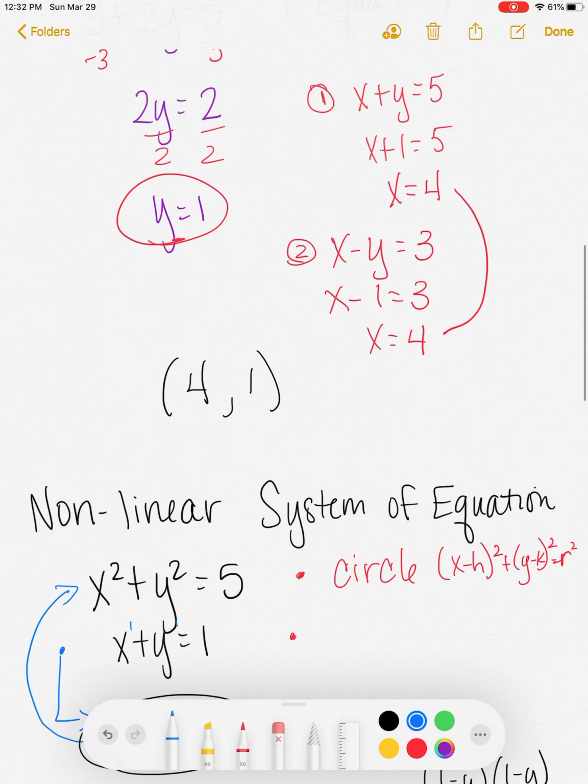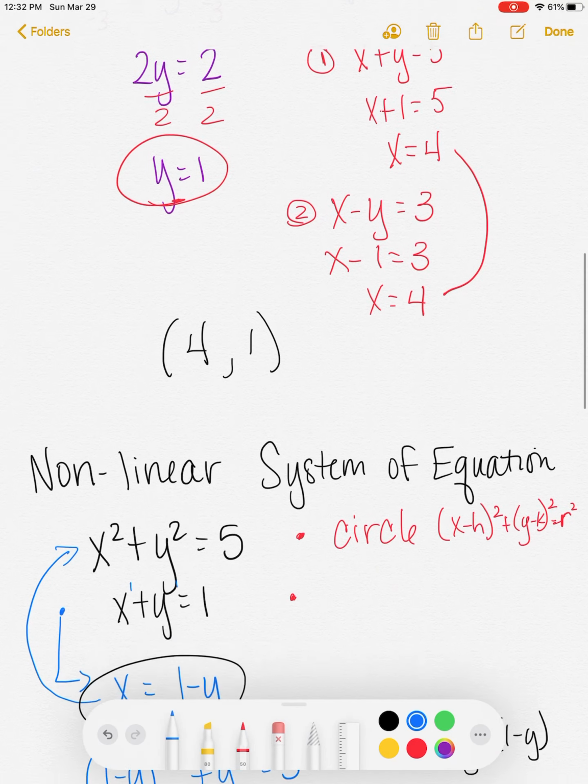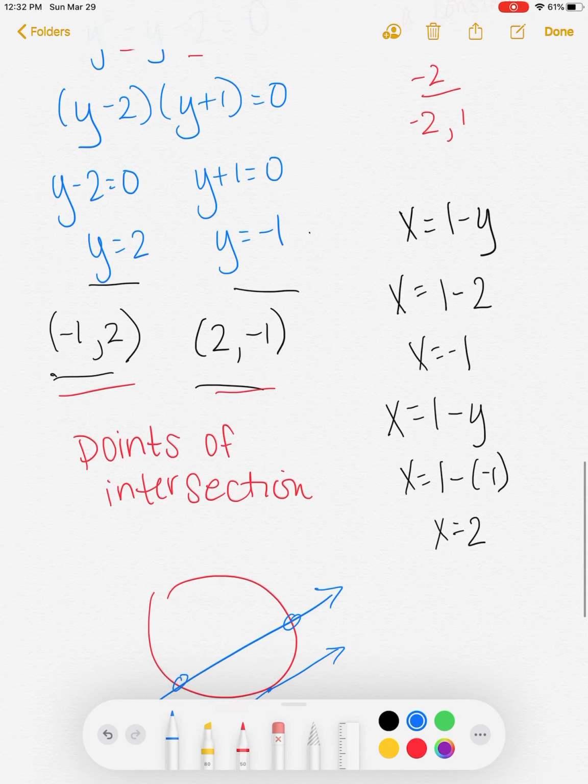And which is why up here, when I had 2 linears, if I have 2 lines, they can only intersect at one single point.